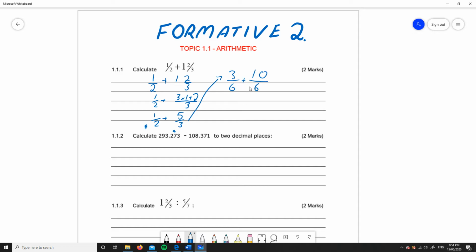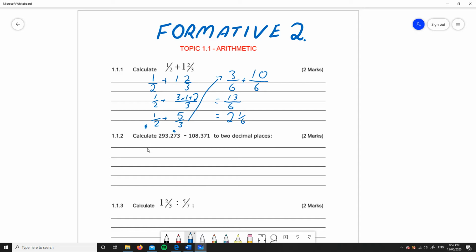Now that these have a common denominator, I can make that 13 over 6. 6 goes into 13 twice, remainder 1. So essentially that will give me 2 and 1/6. Okay.